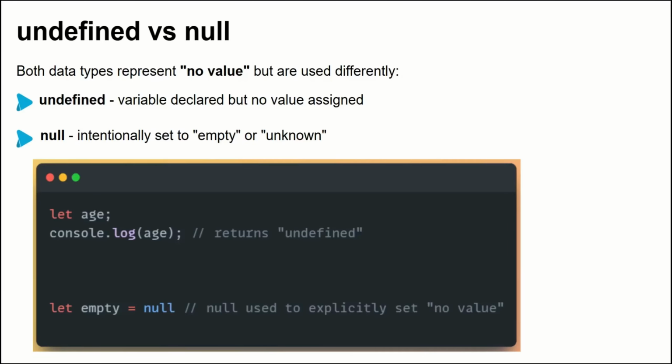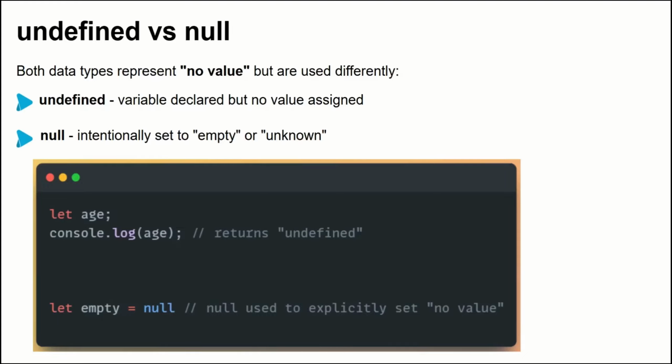So from the example, you can see we've declared the age variable, let age. When we try to display the contents of age, we will get back undefined. For the last part, we have created a null data type which is called empty. And we have set it to null, showing that we want to intentionally make it empty.